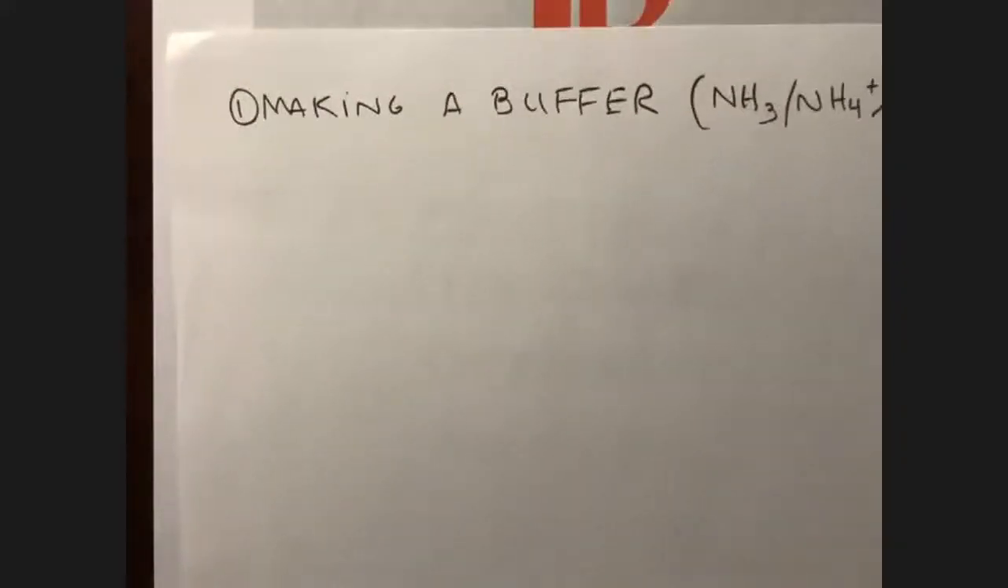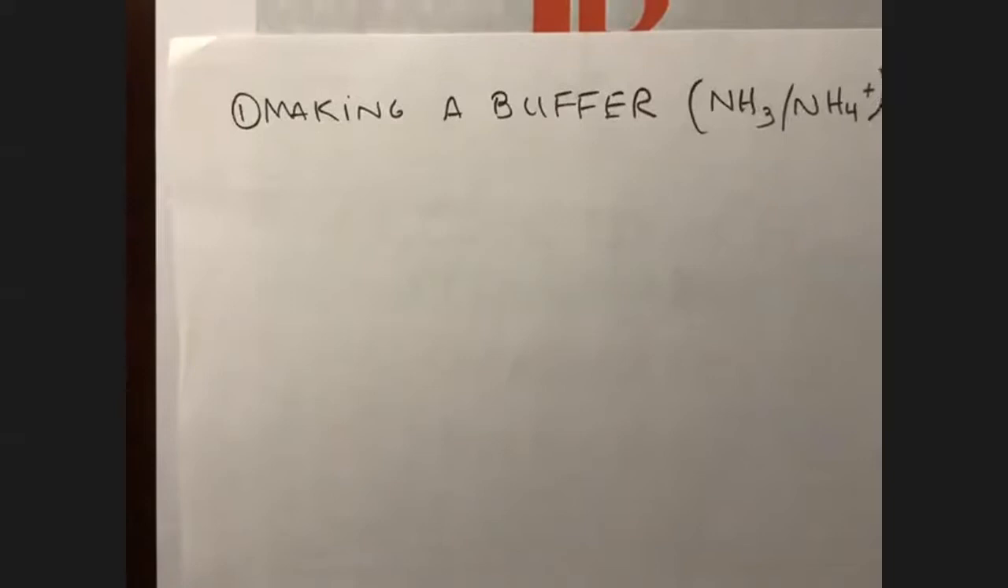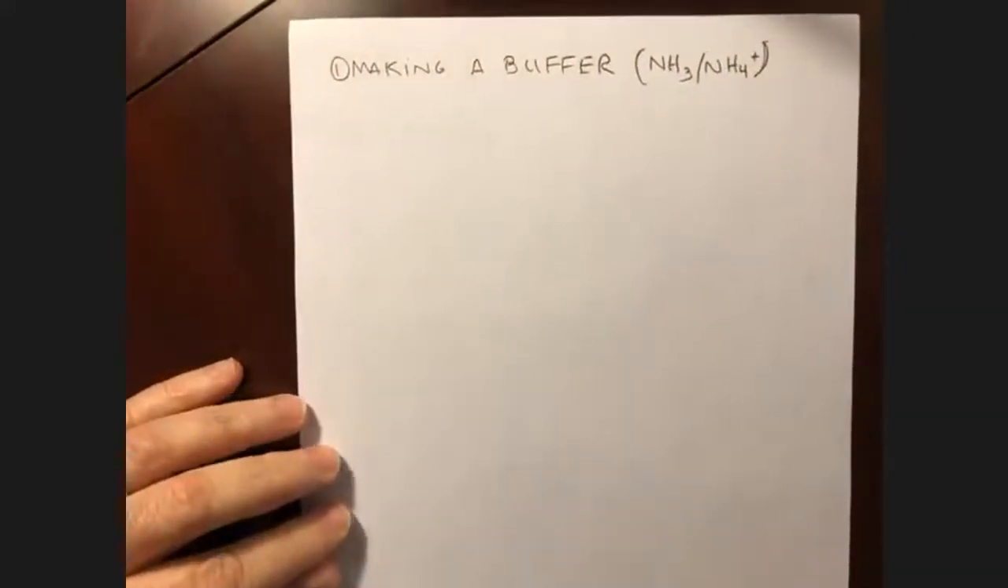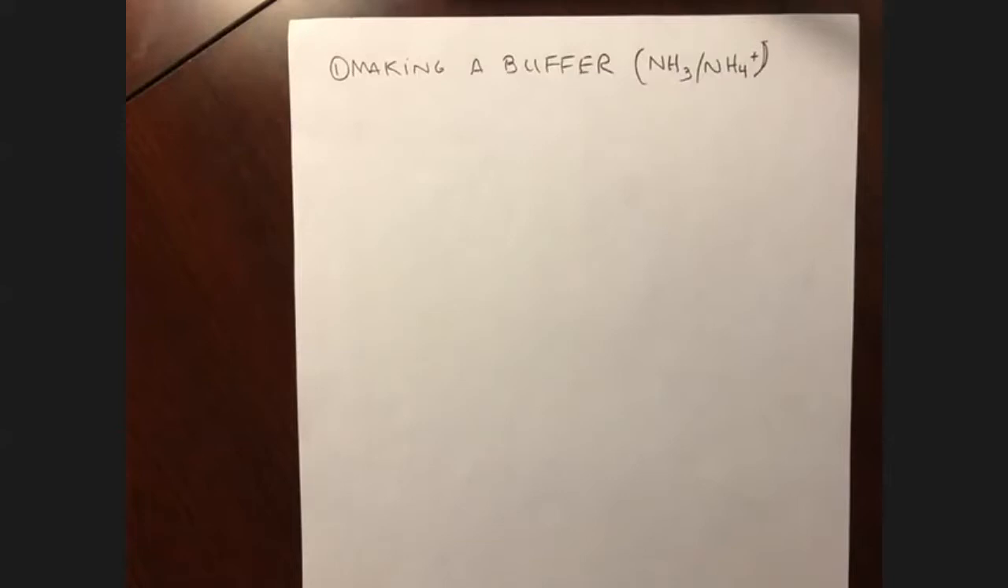Okay, so we are making a buffer. Let me make this a little more manageable here. I don't think we need this back row anymore. We're going to make a buffer with ammonia and ammonium, but it turns out that we only have one of the components. We only have the ammonium ion. That's the whole thing here.